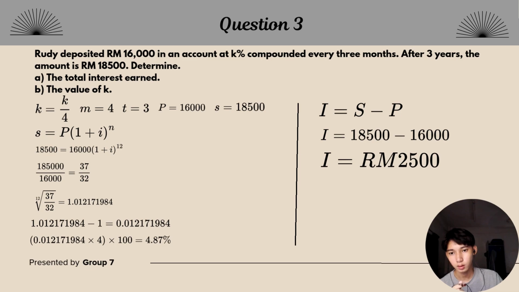After we got the answer, which is 37 divided by 32, we need to square root it. So the square root of 37 divided by 32. The answer will be 1.012171984. After we got the answer, we will subtract 1 from it. So the answer will be 0.012171984.